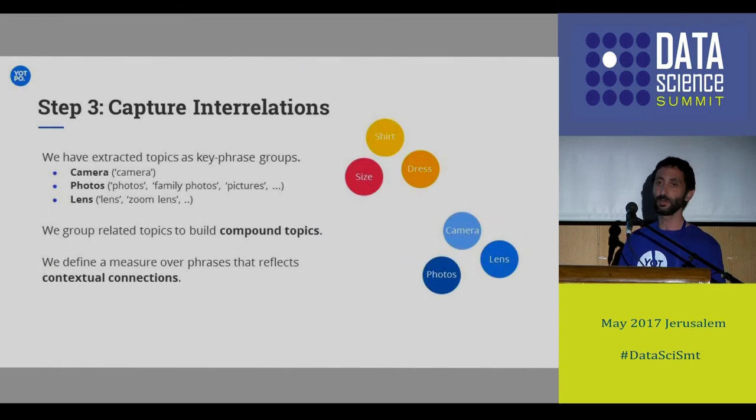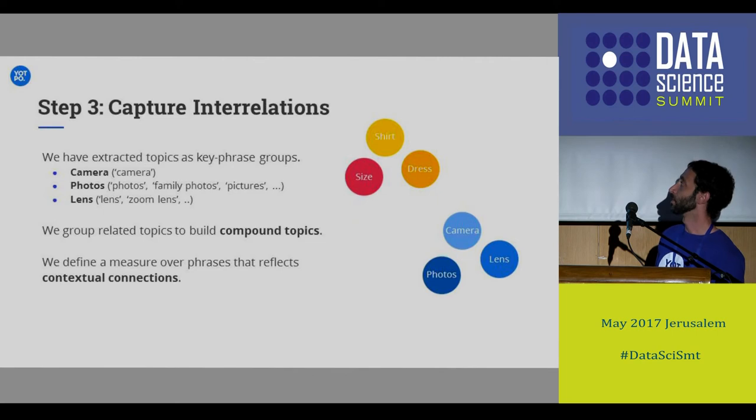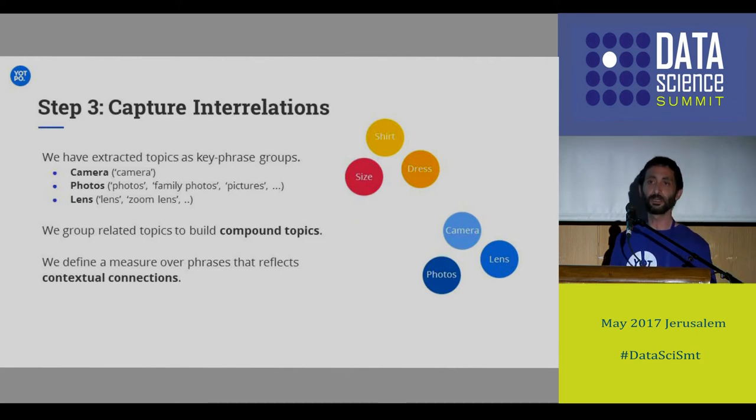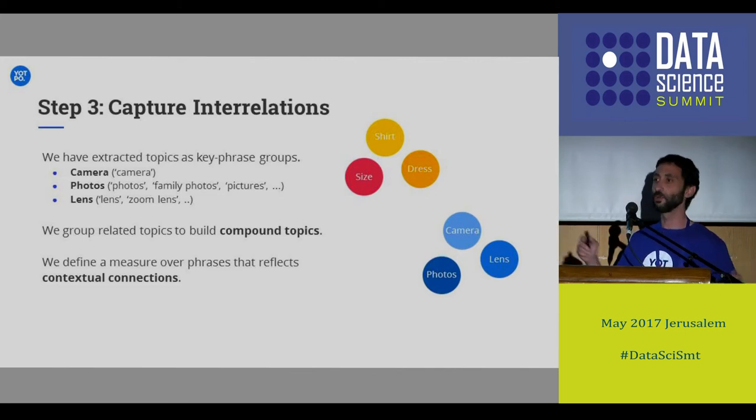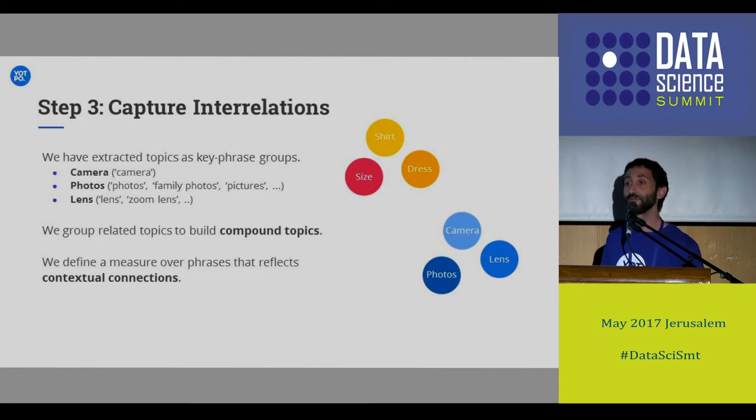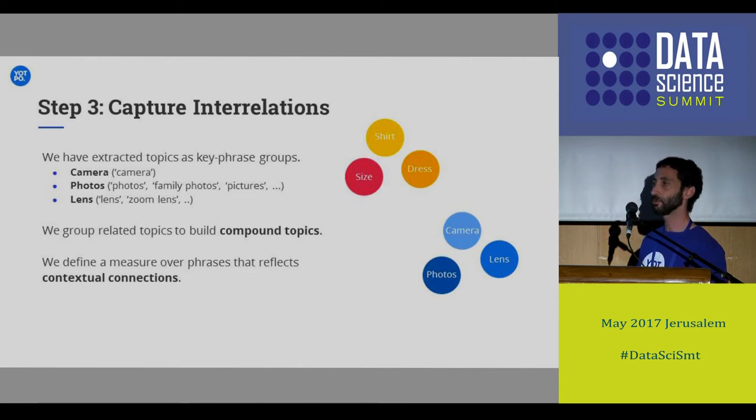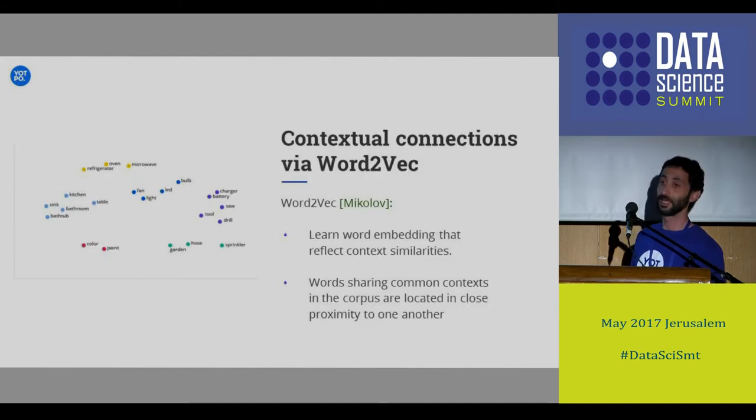Now, let's go and find interrelations between topics. We want to build compound topics in order to give a more comprehensive view of the data. We don't want our user to go and find keywords everywhere, so we have to serve them together. In order to do that, we need to find some sort of measure of similarity or connectedness between key phrases. How do we do it? Another surprise, word2vec.